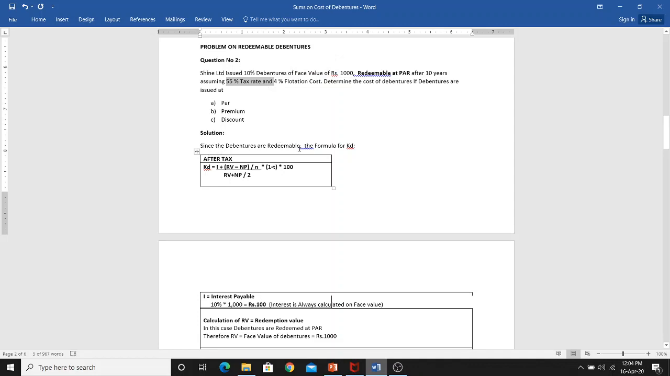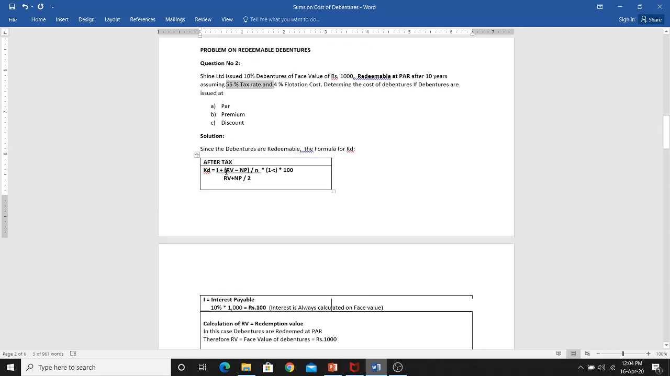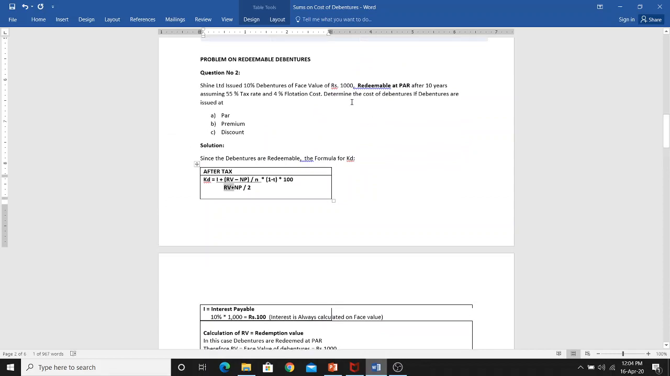Since the debentures are redeemable, the formula for KD will be nothing but I plus RV minus NP divided by N, the whole divided by RV plus NP divided by 2 into 1 minus T into 100. Now, after determining which formula, we have to calculate the value of all these variables. First, we calculate the interest. Interest, as I already told you, will always be calculated on the face value. So 10% of 1000 is rupees 100.